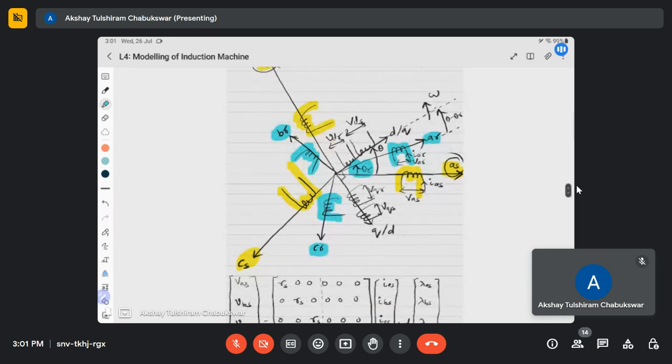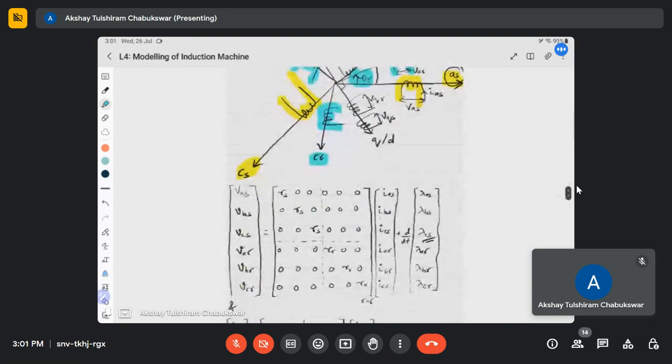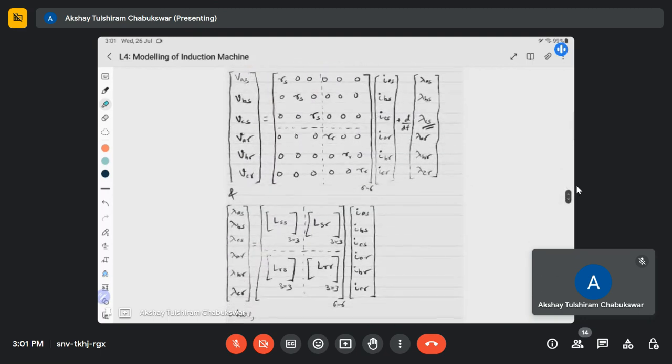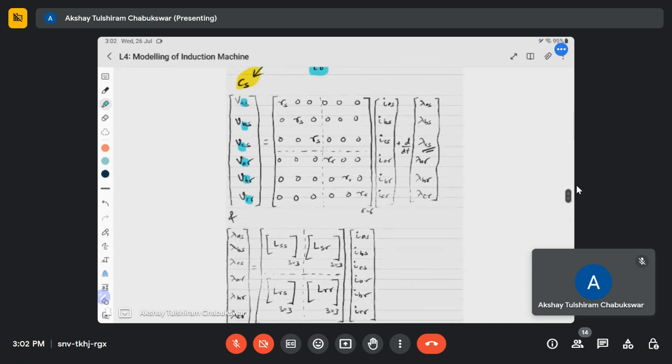Okay. Now, as we discussed in the previous lectures, these are the dynamic equations of the induction motor in the ABC domain. So VAS, VBS, VCS, VAR, VBR, VCR. Instead of writing individual equations, I have written them in the form of a matrix representation. So this is basically a 6 cross 1 vector. This is a 6 cross 6 matrix. Again a 6 cross 1 vector, and again a 6 cross 1 vector.